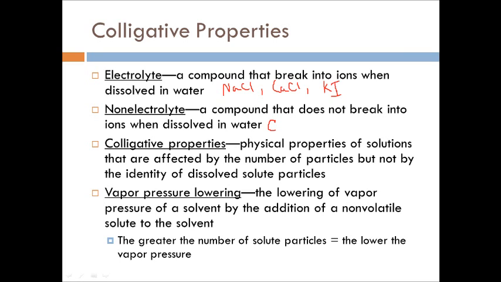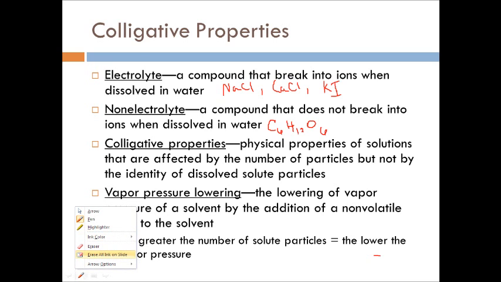So in this case, glucose, which is C6H12O6, will not break into ions when you put it in water. Pretty much any type of organic molecule is not going to break apart. And like I said, colligative properties describe certain properties of solutions, and they're affected by how many solute particles are there. All right, we're going to talk about 4 different ones. The first is going to be vapor pressure lowering. And again, when we talked in class, I described what vapor pressure was.